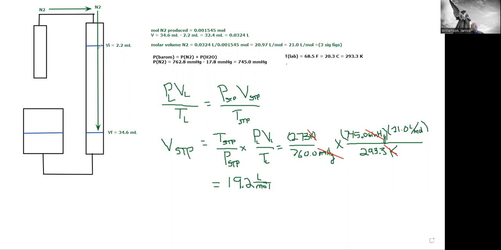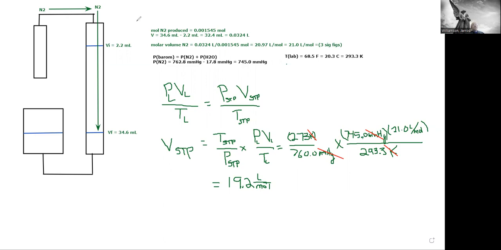In part 1, we found that the volume went from 2.2 milliliters down to 34.6 milliliters. And we calculated from the grams of sulfamic acid that the moles of nitrogen produced was 0.001545 moles. The volume was 0.0324 liters. So in this particular example, the molar volume rounds to 21.0 liters per mole when I go to 3 sig figs.